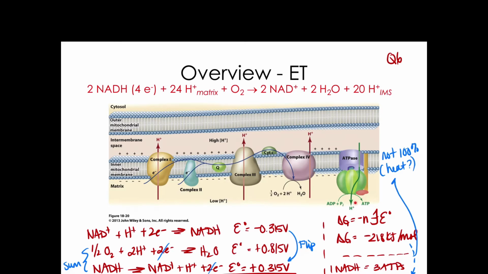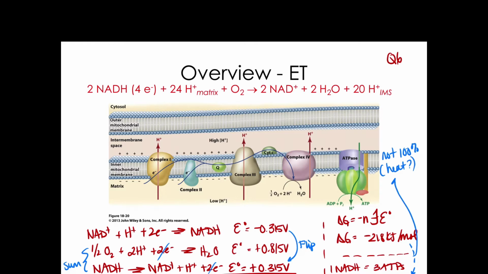But we have a nice equation here that allows us to relate delta G's to E's. So this is delta G equals minus nFE. And if we actually do this chemistry, taking into account the number of electrons that are transported and the Faraday's constant that we have here, we can see that each NADH is worth about 218 kilojoules per mole.